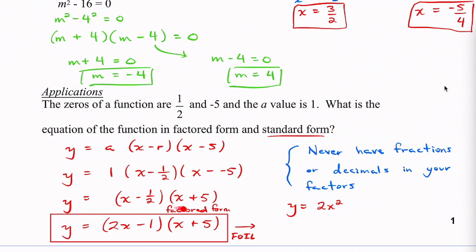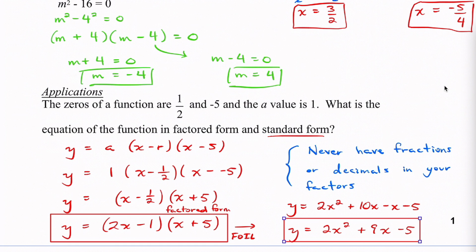We're going to have 2x times 5, that's 10x. We're going to have negative 1 times x, that's negative 1x, or negative x. And we're going to have negative 1 times 5, that's just negative 5. Okay, and then these two terms, they're both x terms, I can group those and put those together. Okay, so that is our standard form.